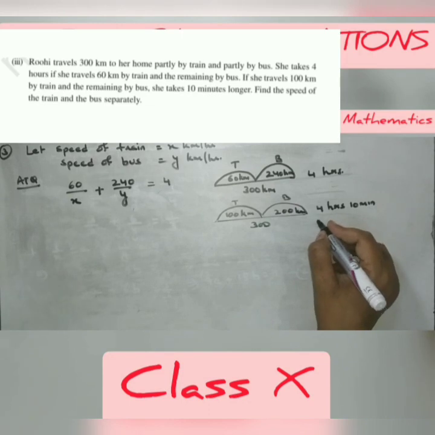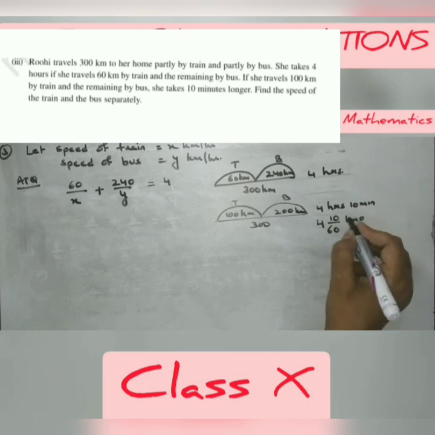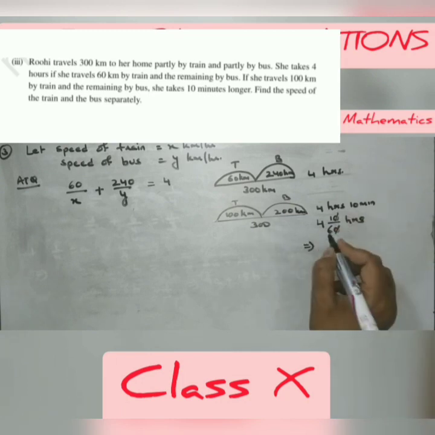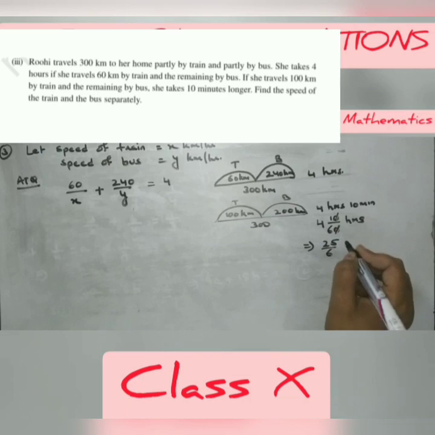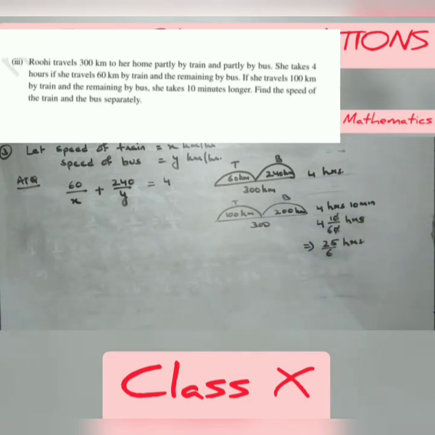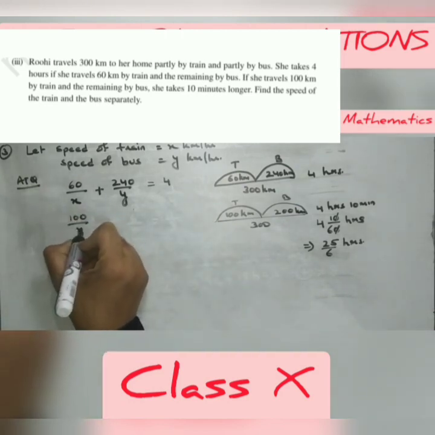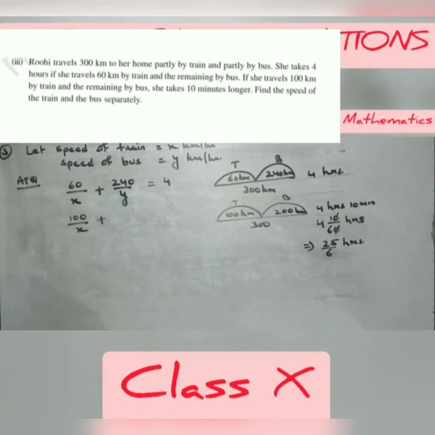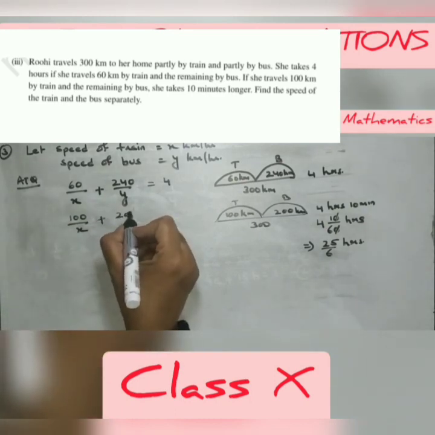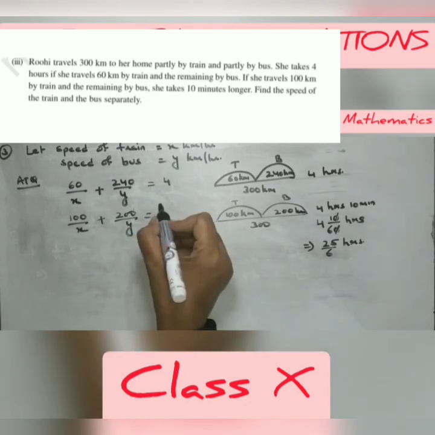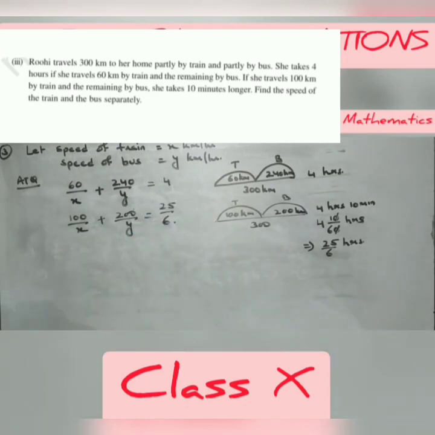If I write this in proper form, it will be 410 upon 60 hours. Cancel this. 6 4s are 24 plus 1, 25 by 6 hours. So 4 hours 10 minutes converts to 25 by 6 hours. Now convert the equation. Time taken by train will be 100 by x, distance upon speed, plus time taken by bus is 200 by y, and the total time taken is 25 by 6. Now these are the equations which we have to solve to get the speed of train and bus.